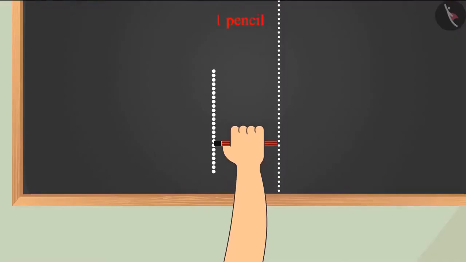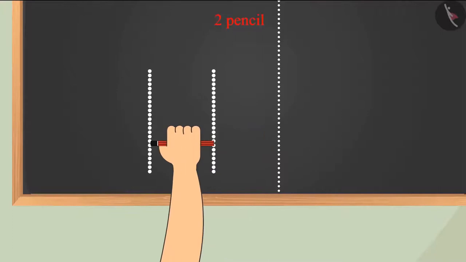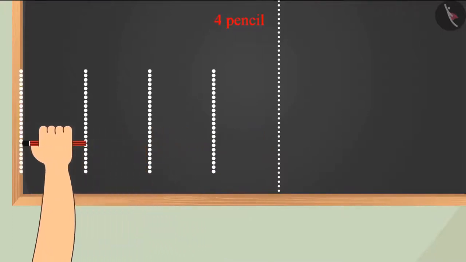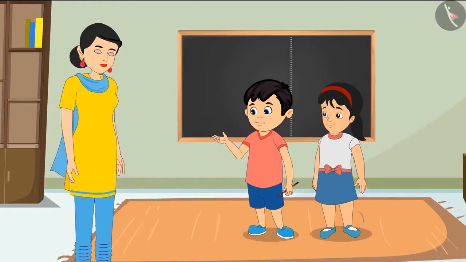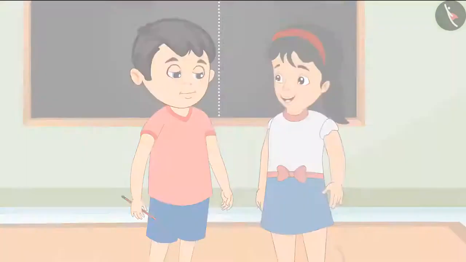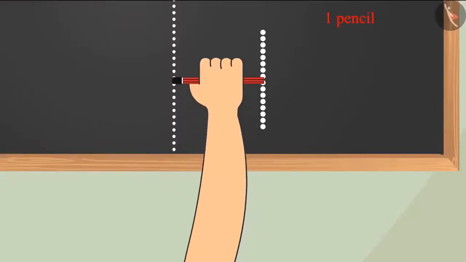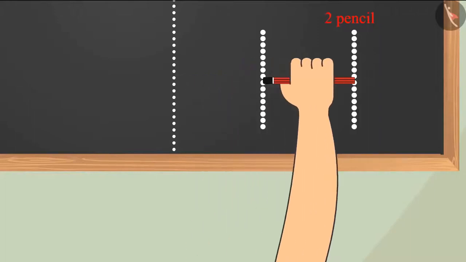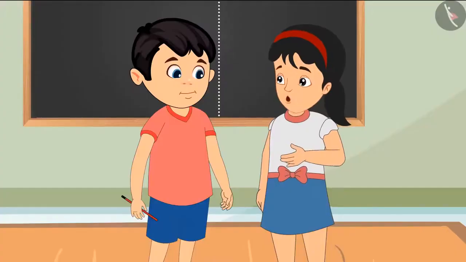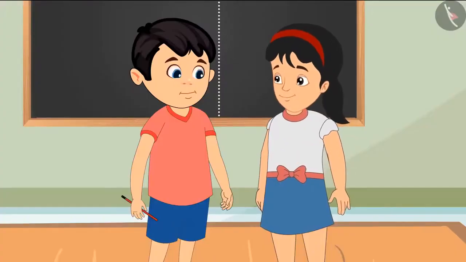So here it is, one pencil, two pencils, three pencils, four pencils. This means I have a total of four pencil long space. Pinky, now it is your turn. I have one pencil, two pencils, three pencils, total three pencil long space.